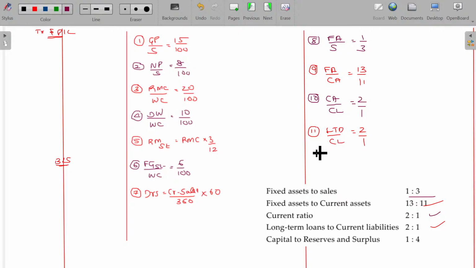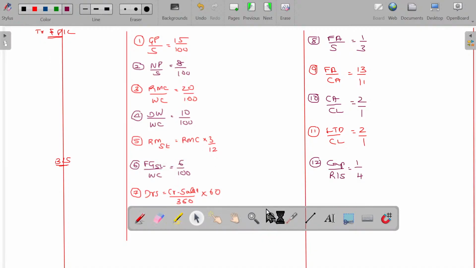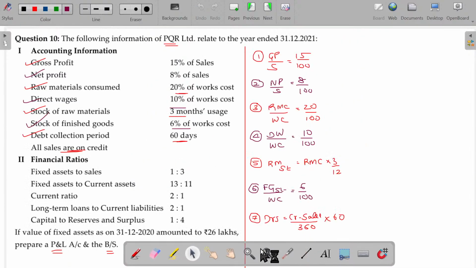And the 12th one, capital to reserves and surplus, 1/4. I just finished copying all the ratios.